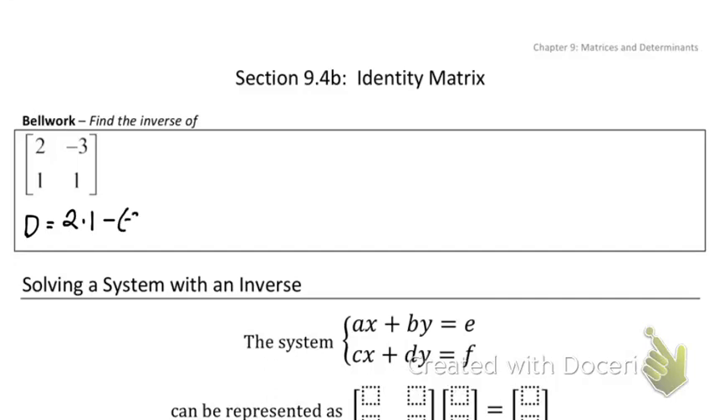The negative 3 times the positive 1. Well, this is going to equal 2 minus a negative 3, which is actually plus 3, so that's going to equal 5. A whole bunch of your points for inverses are right there, just coming up with your D value.